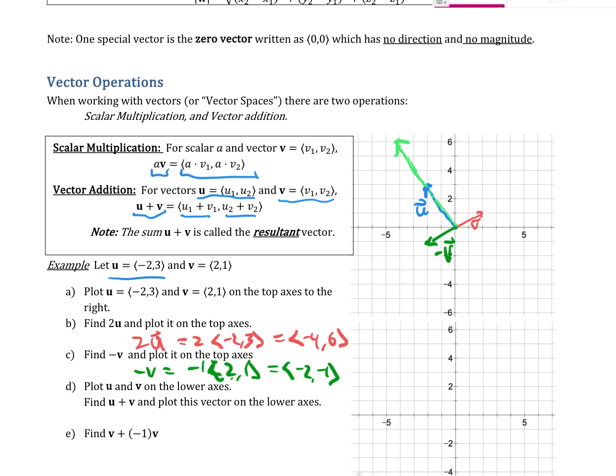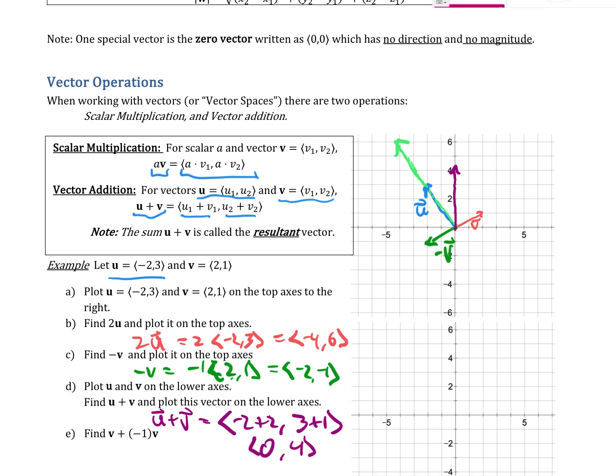All right, and then one more here. If we wanted to add these two things, u plus v, well, u plus v is going to be found by adding the first components, that would be the -2 plus the 2, and adding the second components, so we have 3 plus 1. And so that's going to be actually 0, 4. So 0, 4 is right up here.